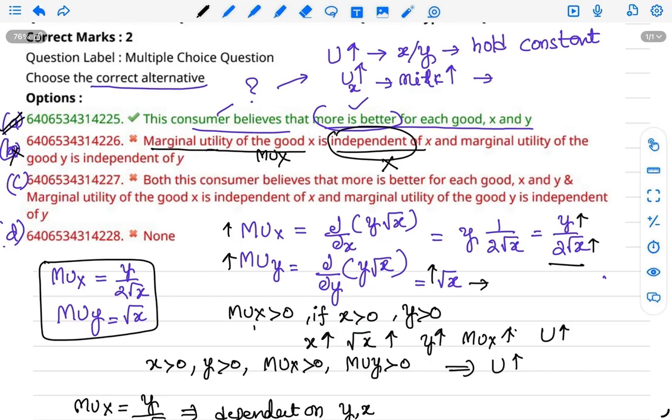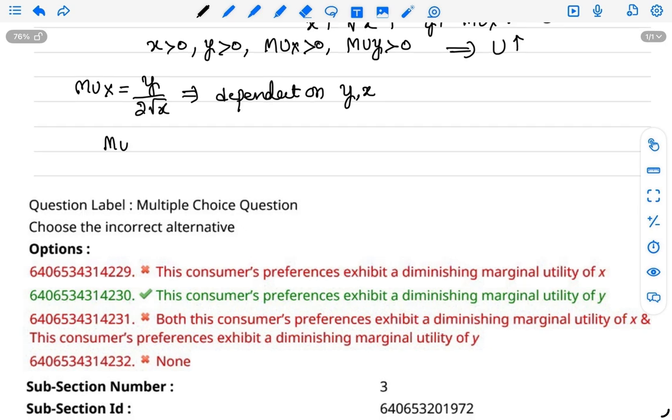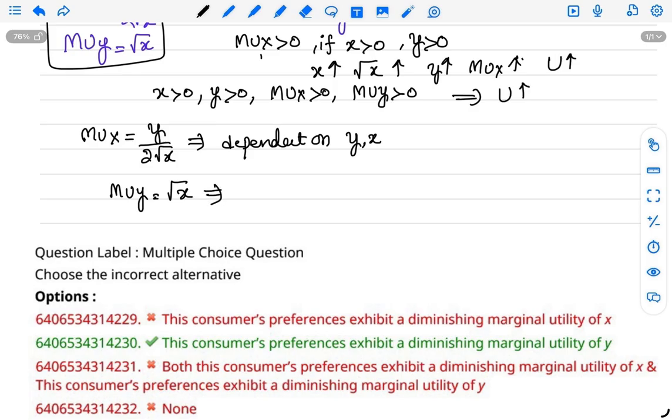Coming to option C, this consumer believes that more is better for each good x and y. This is correct, up to here. And the marginal utility of the good x is independent of x, and the marginal utility of good y is independent of y. This is wrong. Coming to MUy equals root x, in this, MUy is independent of y.